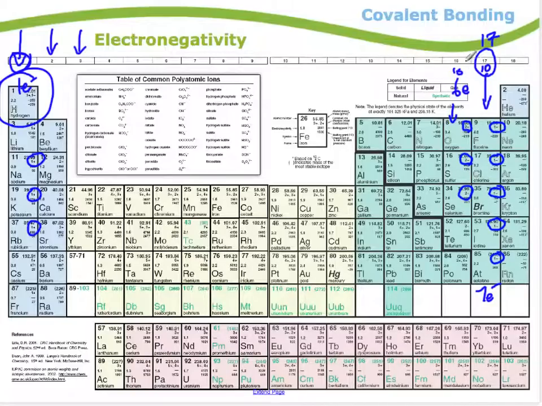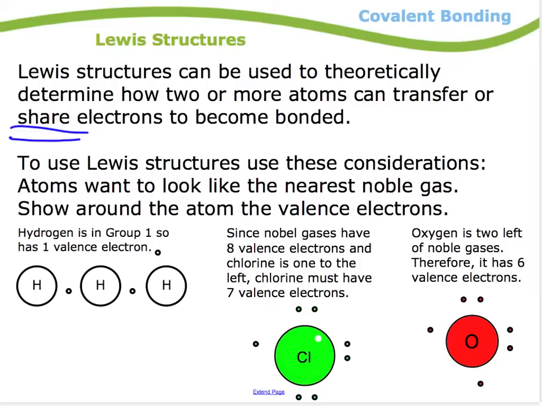So if we know how many electrons are in the valence shell, then I can use Lewis dot diagrams to help me play with what those electrons will do. We've already talked about chlorine. It was in group 7. It has 7 electrons. I like how I illustrated it here. Since noble gases have 8 valence electrons, and chlorine is 1 to the left, chlorine has to have 7. Oxygen is 2 left, so it has to have 6 electrons, so it's lacking 2.